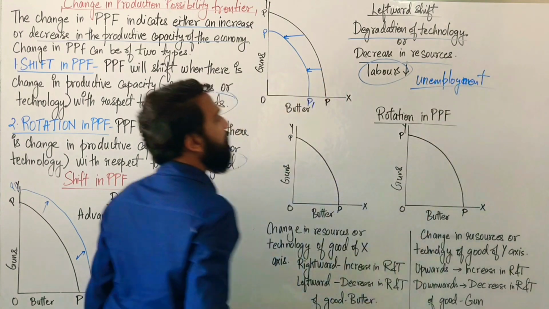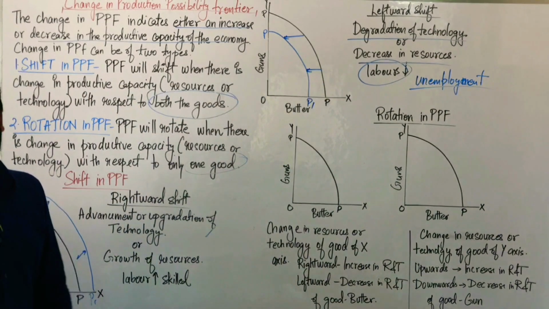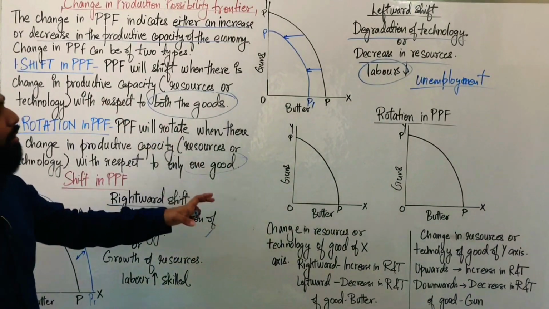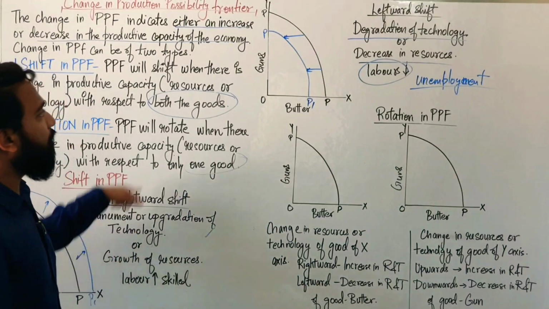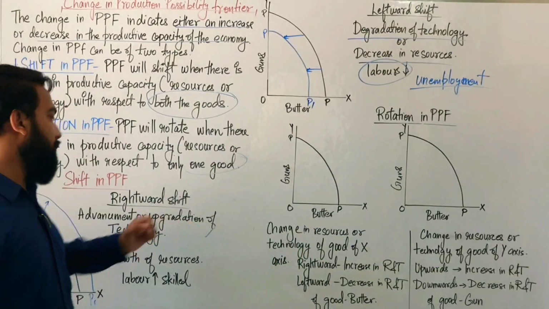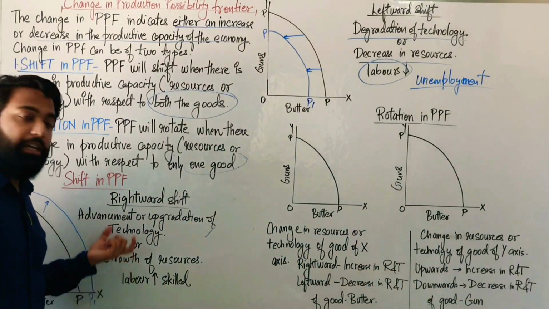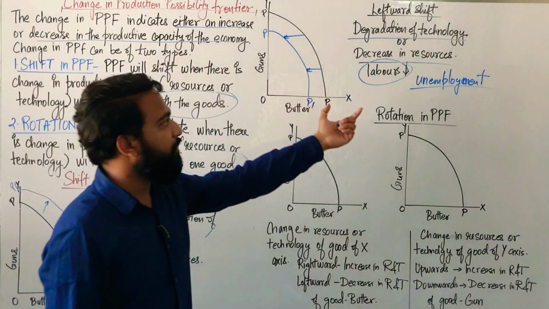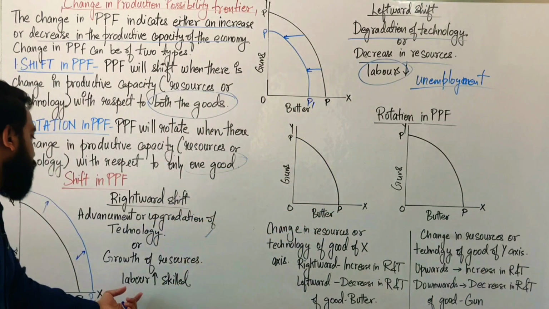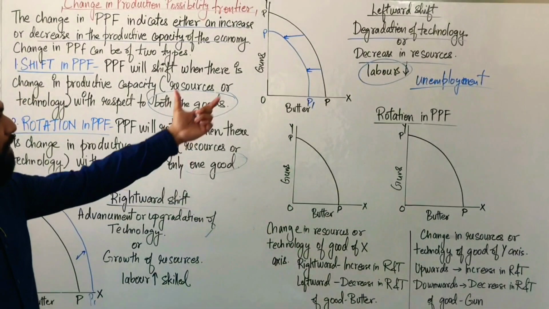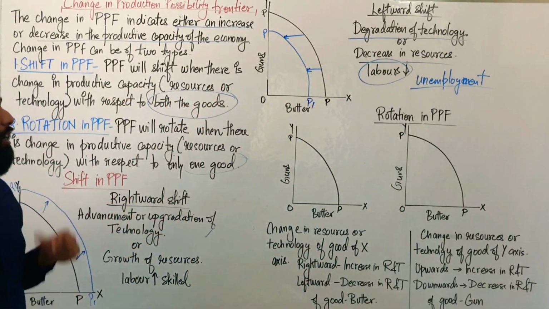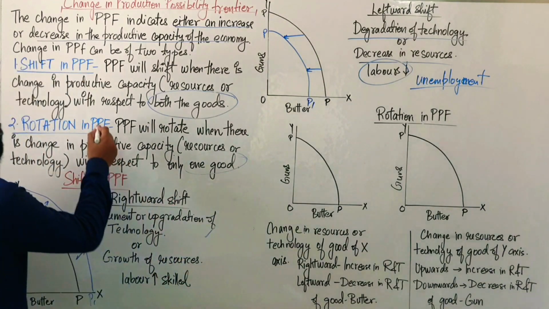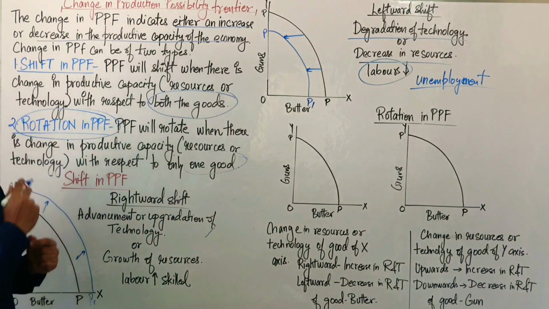It shows that unemployment has increased. Is that clear? Now, rightward shows advancement or upgradation of technology, leftward shows the degradation of the technology. Rightward shows the growth of the resources, leftward shows the decrease in resources. Rightward shows the skillness of the labor and leftward shows the unemployment. Is that clear? Now let's talk about the rotation in PPF.